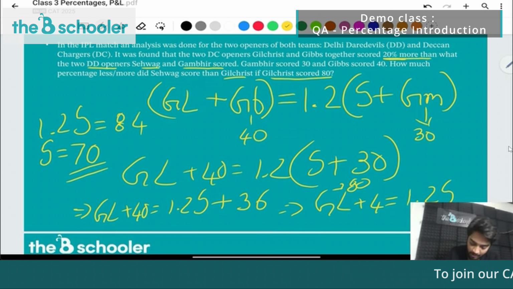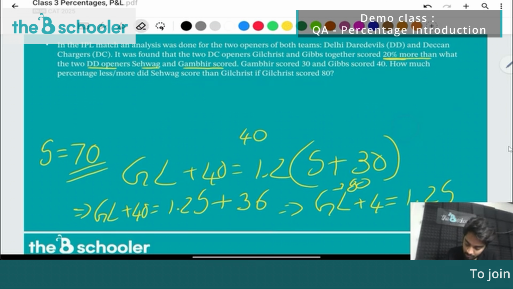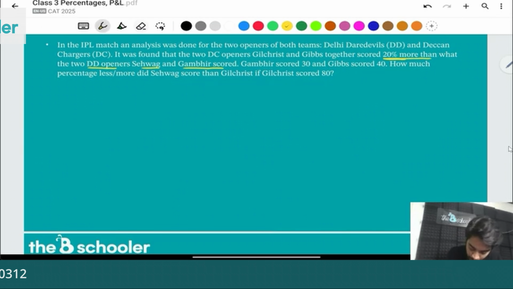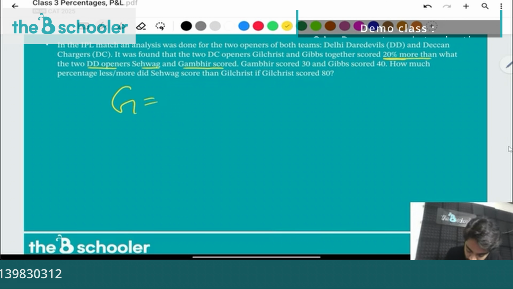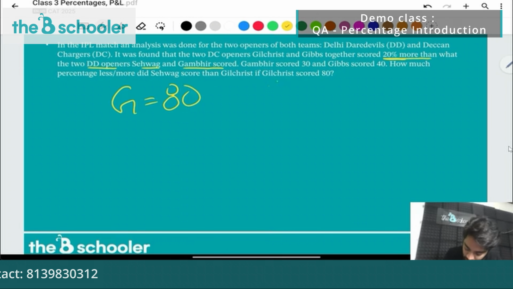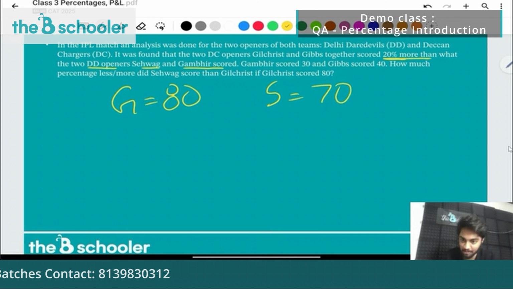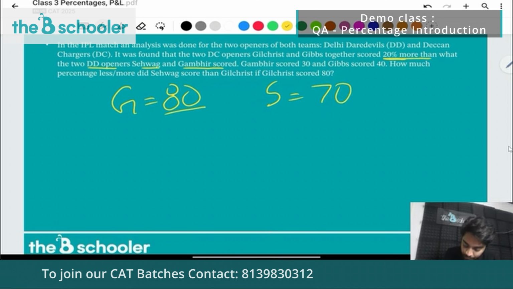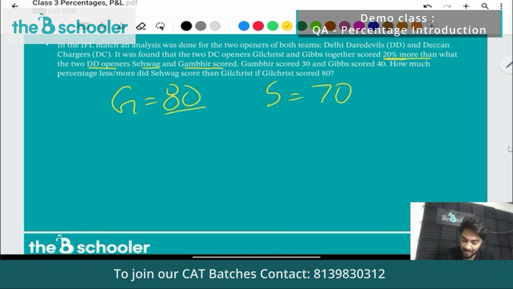So now it all comes down to Gilchrist score, which is 80, and Sehwag score, which is 70. That means Sehwag has scored less than Gilchrist. Now you have to find the percent. How much percentage is Sehwag score less than Gilchrist? Than Gilchrist. So base is Gilchrist score. And what is the difference? Difference, that is how much has he scored less than Gilchrist?